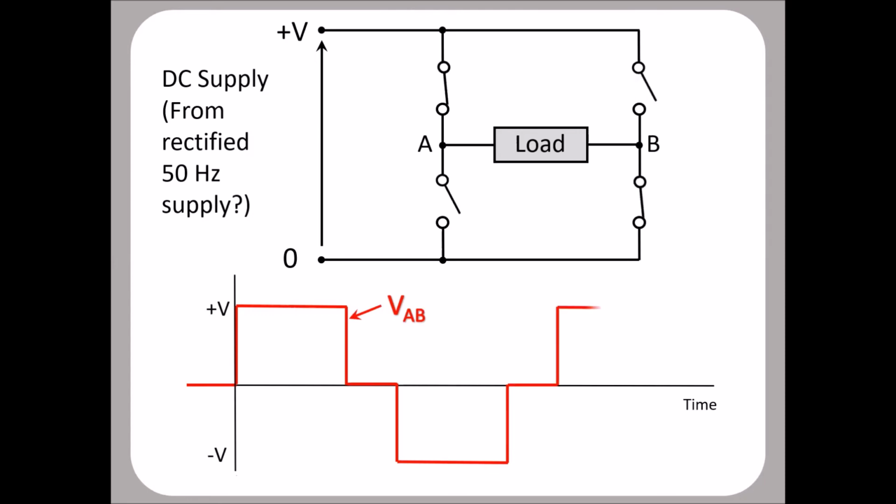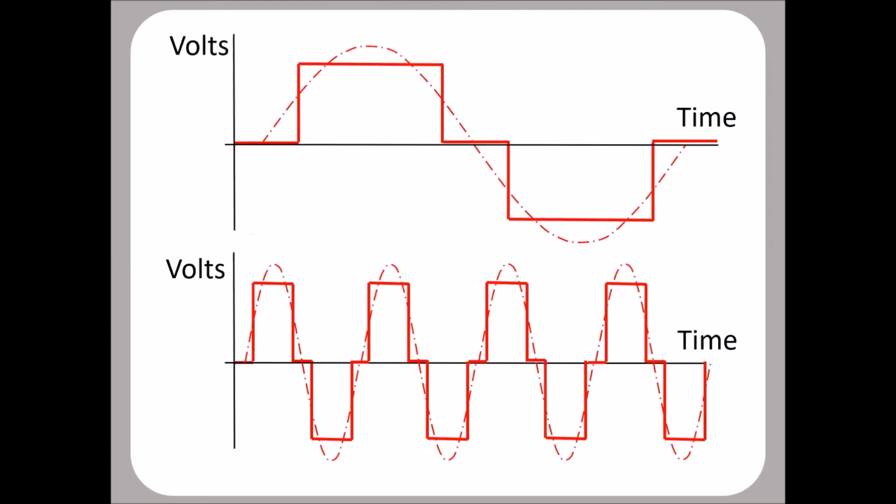Now, I said earlier, it's not going to be good quality AC, but it's alternately positive and negative. And for most purposes, we'll be interested in the so-called fundamental component of it. So it's a reasonable approximation to that sine wave. And the beauty of this circuit is that if we alter the time for which we have the positive and negative voltage applied, we can vary the frequency. So the lower waveform is a much higher frequency than the upper waveform.